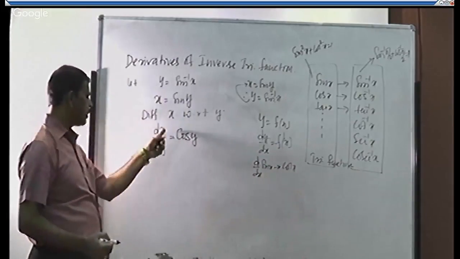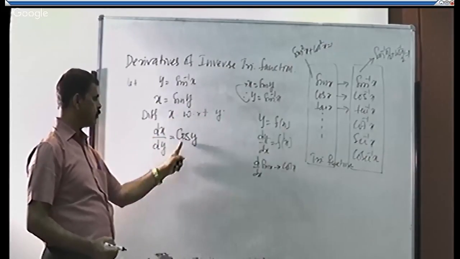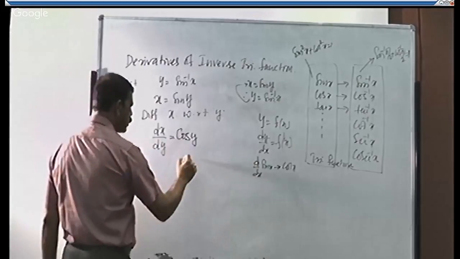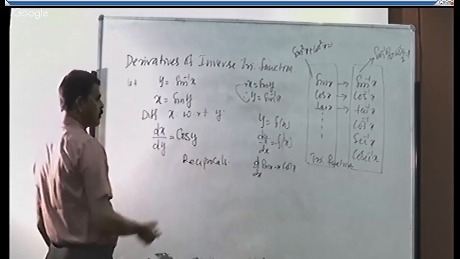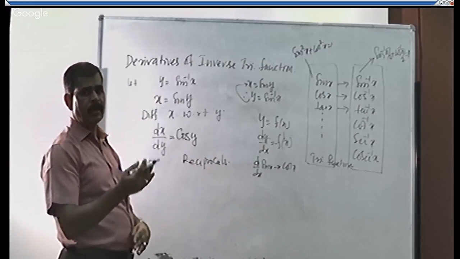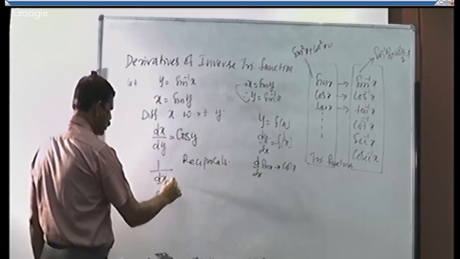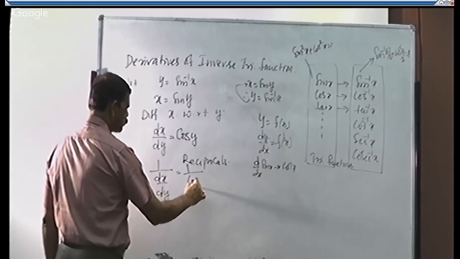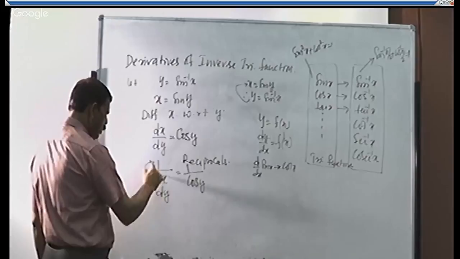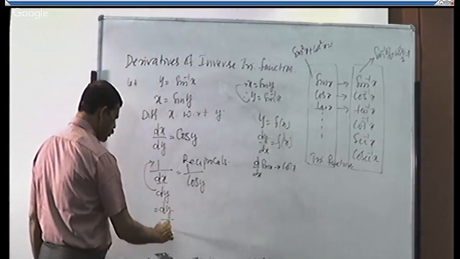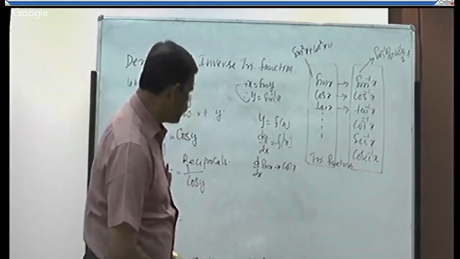The same way, dx by dy is equal to sin y, whose derivative is cos y. I will take their reciprocals. I am just changing denominator into numerator or numerator into denominator. 1 divided by dx by dy becomes 1 divided by cos y. So the denominator of the denominator becomes numerator. It becomes dy by dx is equal to 1 by cos y.